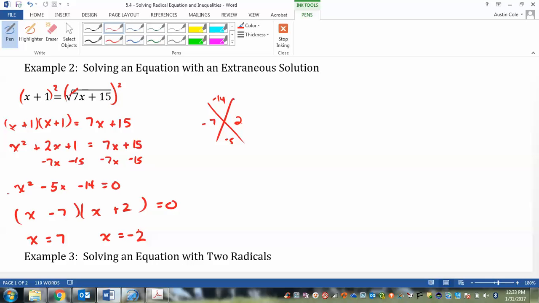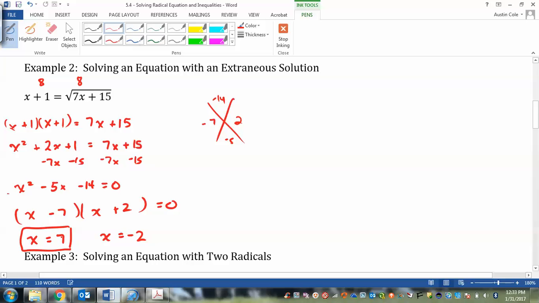Now, I need to check my answer. So here we go. I'm going to plug in 7. If I plug in 7 here, I'm going to get 8, right? On the left. That's pretty easy. Now, over here, 7 times 7 is 49. 49 plus 15 is 64. Square root of 64 is 8. That works. I like 7.